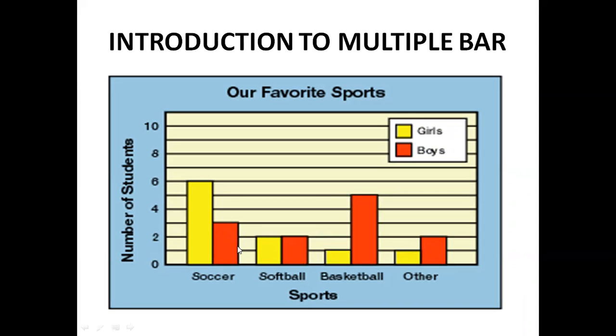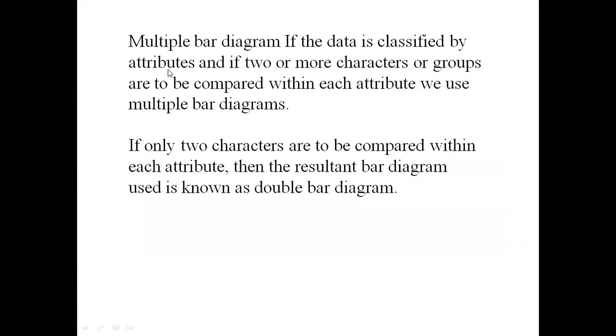So this is the format of the multiple bar diagram. In this format there are sets of two bars, or it may be 3 or 4, like that we are going to draw. Next, what do you mean by multiple bar diagram? If the data is classified by attributes and if two or more characters or groups are to be compared within each attribute, we use the multiple bar diagram.